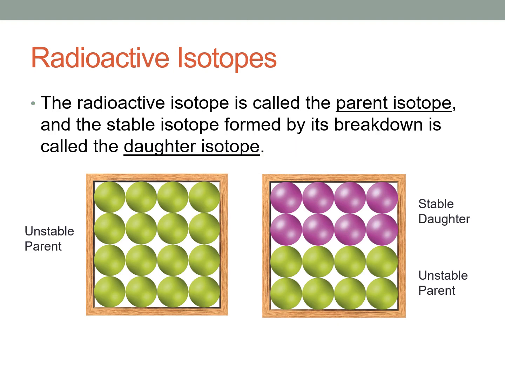The radioactive isotope is called the parent isotope, and the stable isotope that's formed by the breakdown of the radioactive isotope is called the daughter isotope. So in all of these examples that we're going to be using in a little bit, you'll see the green balls are going to be the unstable parent, the purple balls are going to be the stable daughter. Okay, so just keep that in mind as we go through some of these examples.